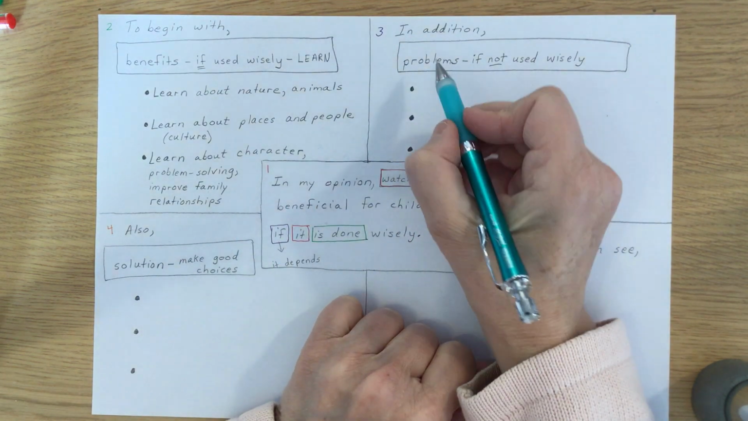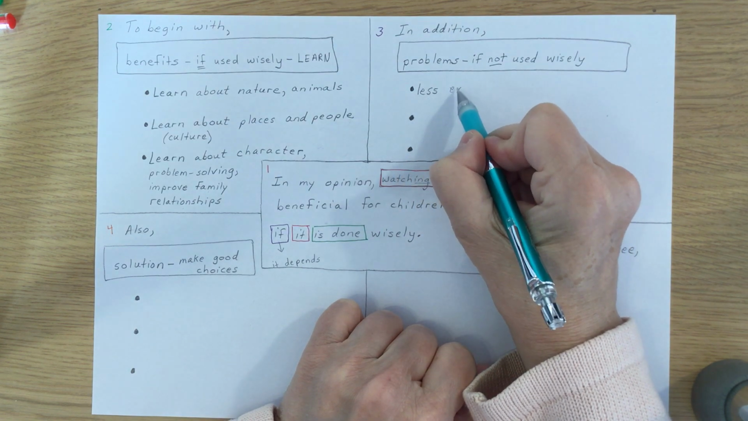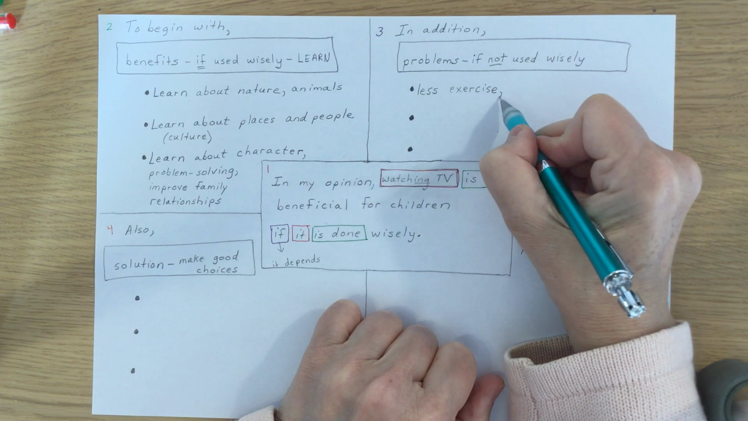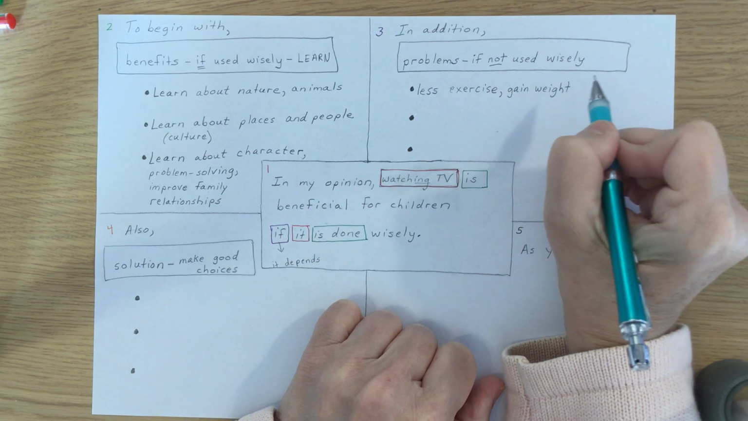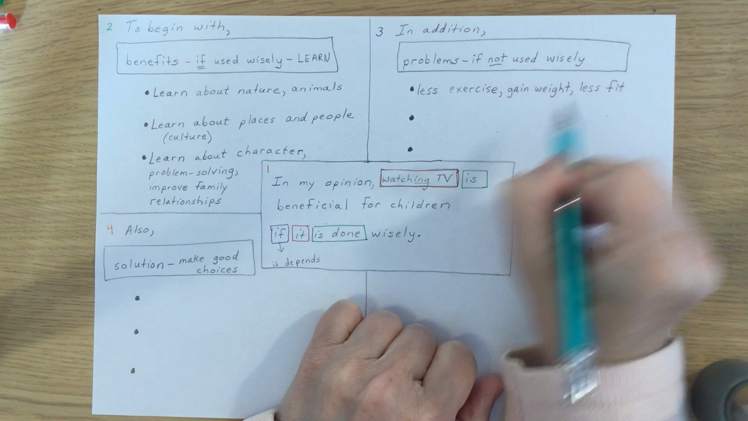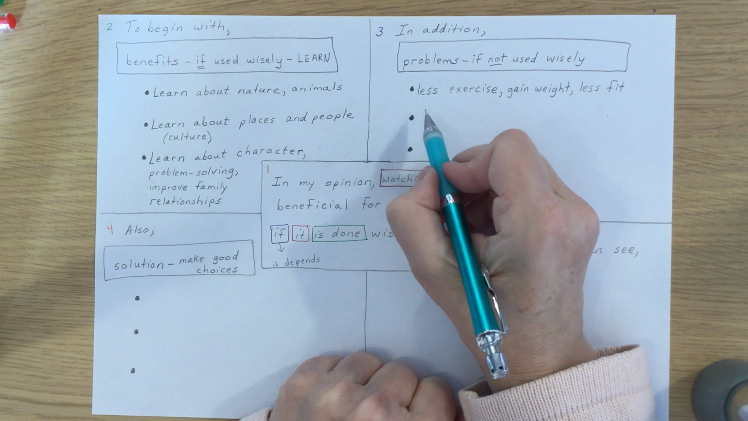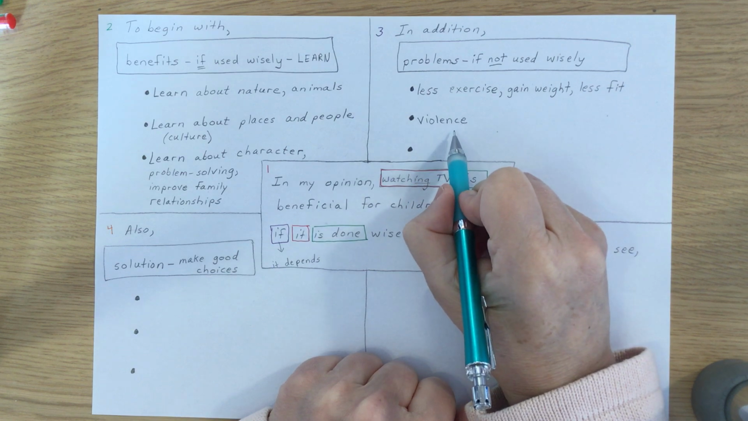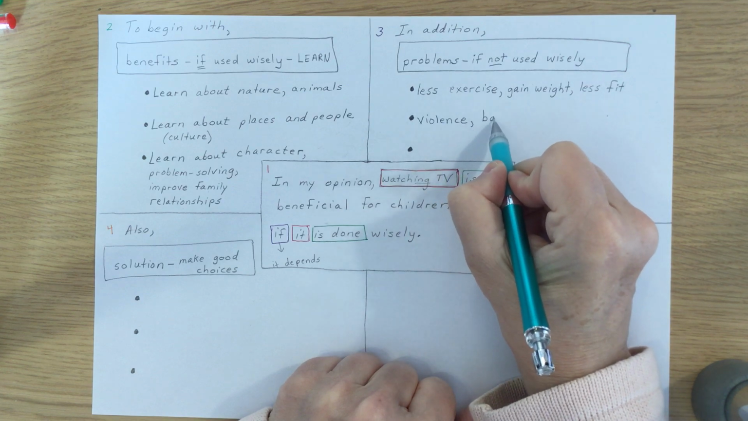Okay, problems. So this person said, well, you're going to spend too much time watching TV, and that means you will get less exercise. And if you get less exercise, you will gain weight, which means get fat. And you also could be less fit. This means your muscles would not be very strong. It's not so good for your heart. Also, if you watch shows that have a lot of violence in them, this is when people are getting hurt or people are hurting each other, that could be a bad influence on you.